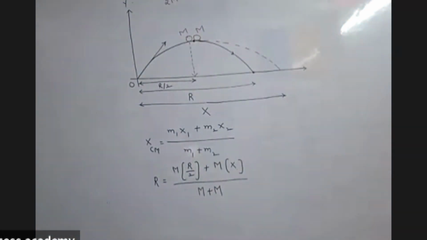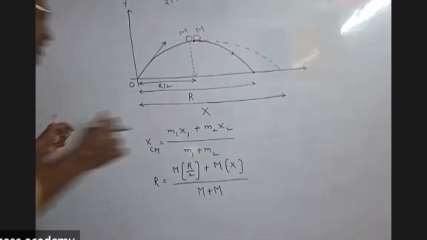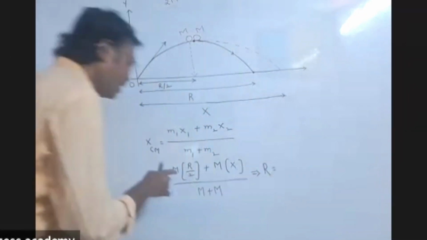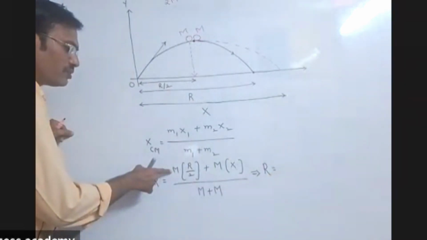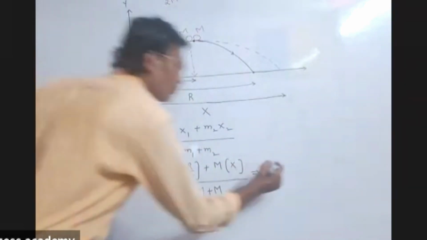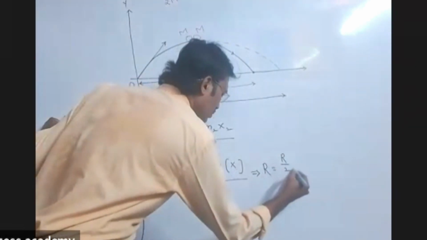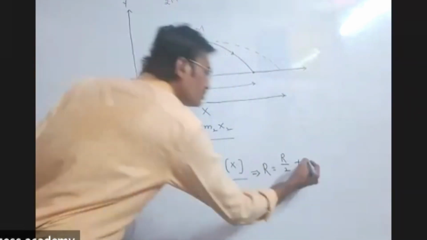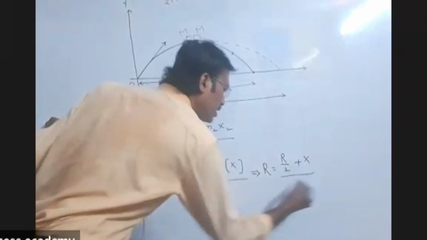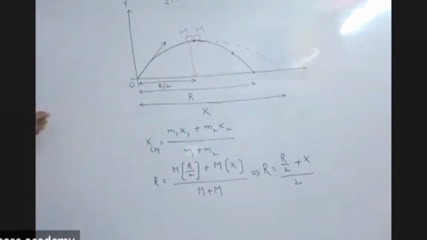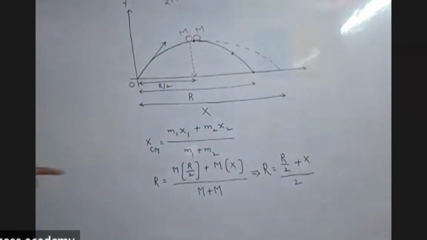Then you will get the value as, see here, R is equal to, take out the mass as common. Here 2m, it gets cancelled. Here what is left? R by 2 plus x by, what's the remaining value? 2m, so m cancelled. Here we have only 2.